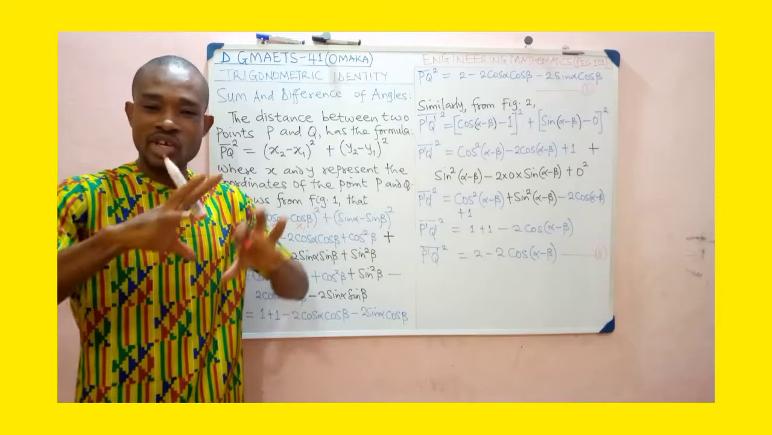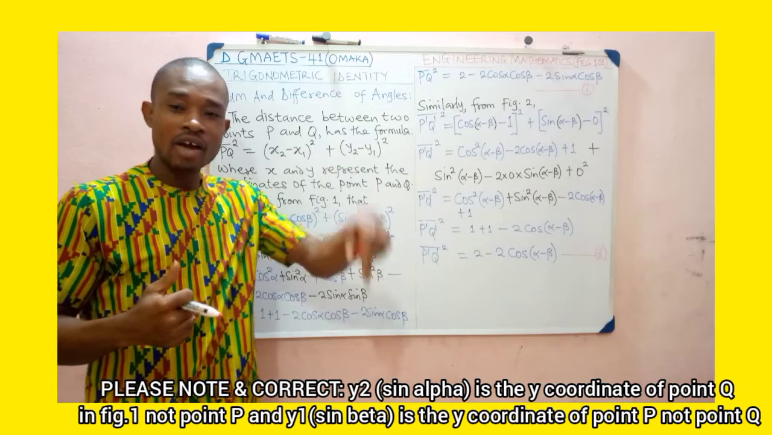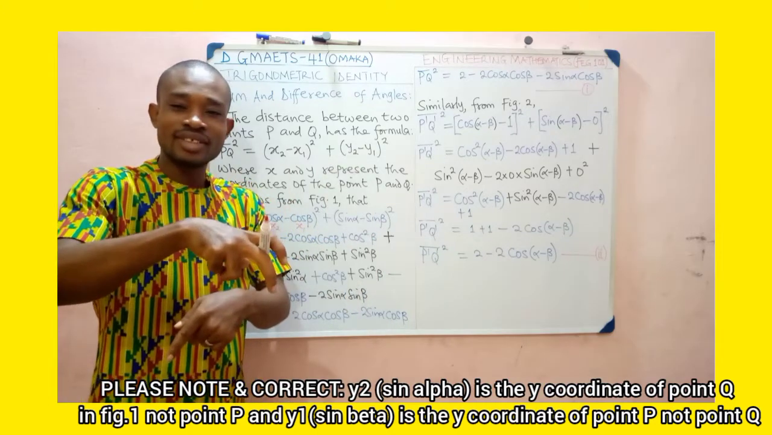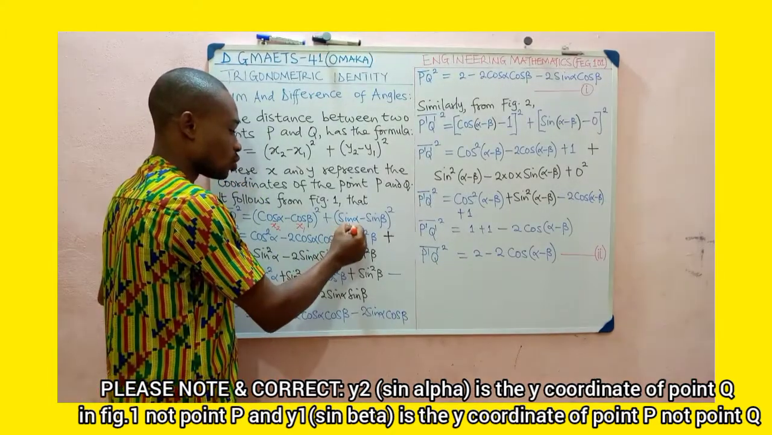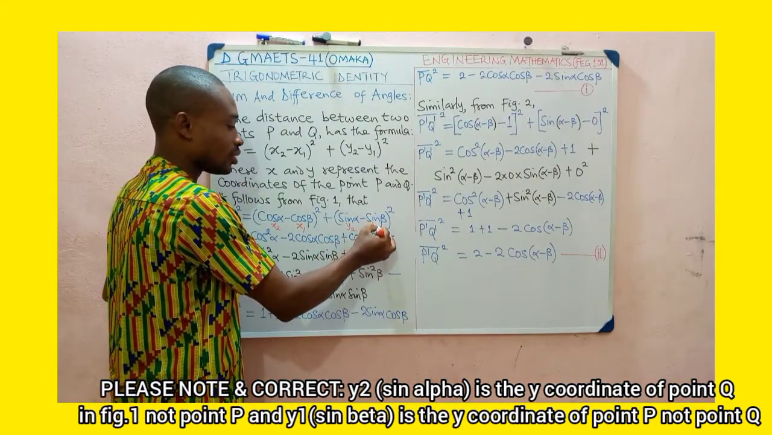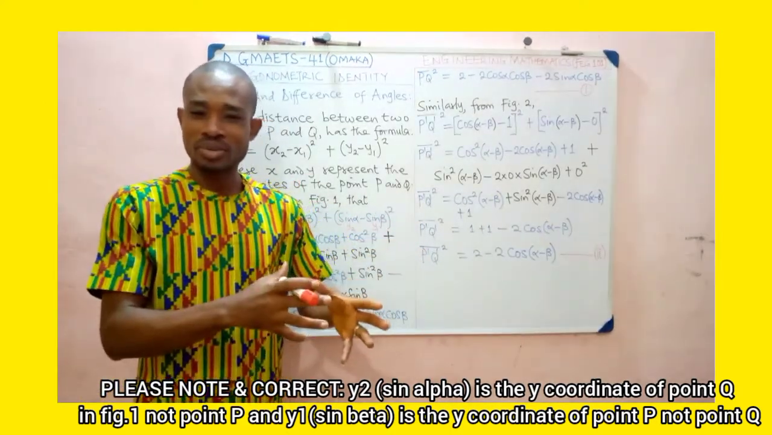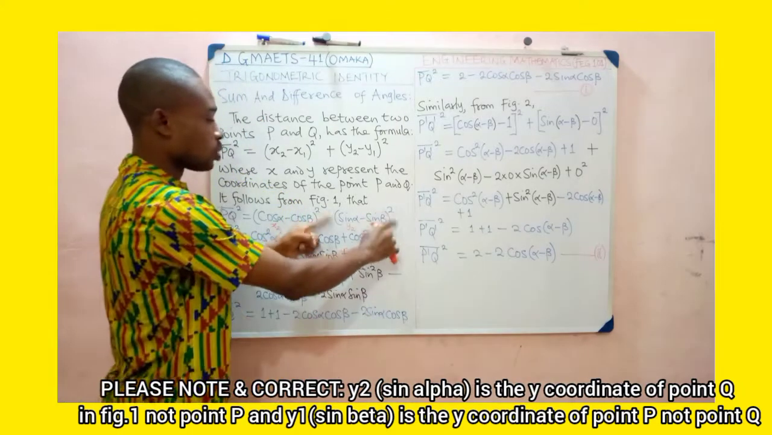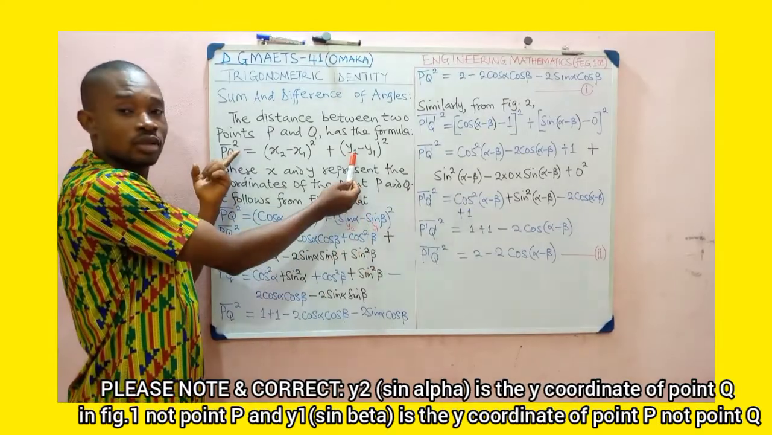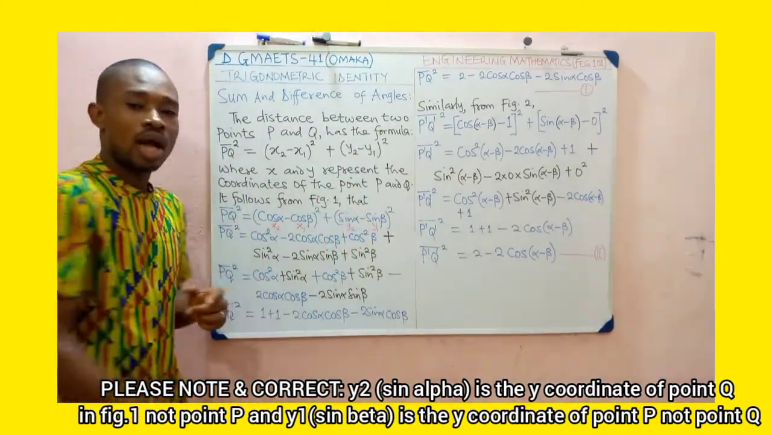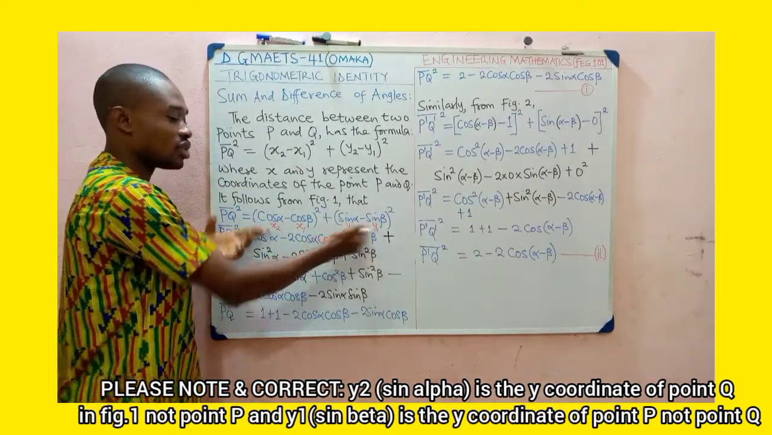Our y2, when we consider that figure 1, arc PQ, our y2 there was sine alpha, which is the coordinate of P in the y-axis. So this will become y2 and then y1 sine beta, which is the y-coordinate of point Q in that figure 1. So we're going to put this in bracket and then square. So you see how we apply this formula, distance between 2 point formula to our arc length PQ. So all that is left is to expand this term.